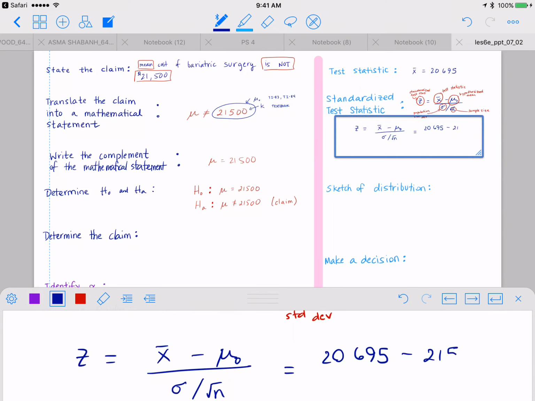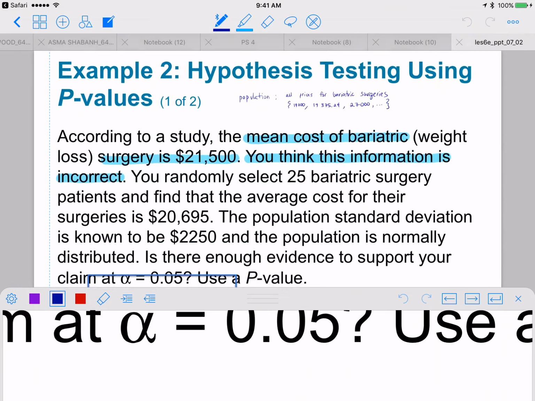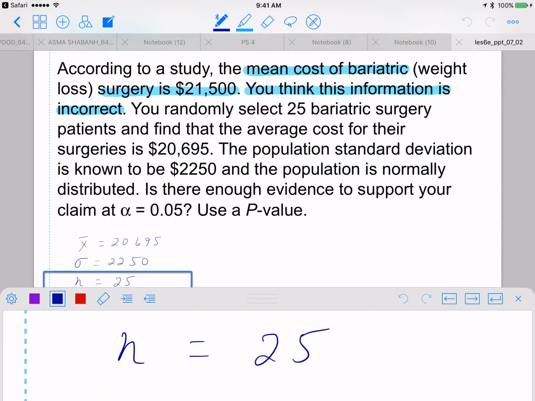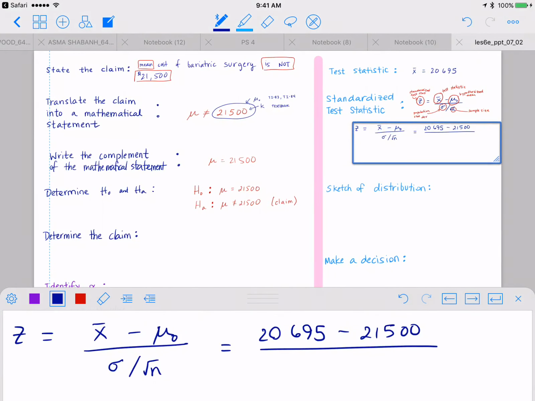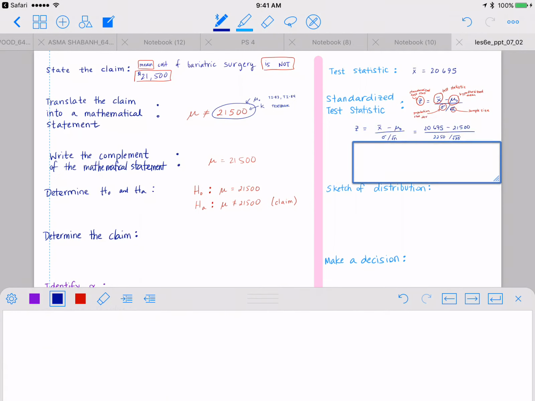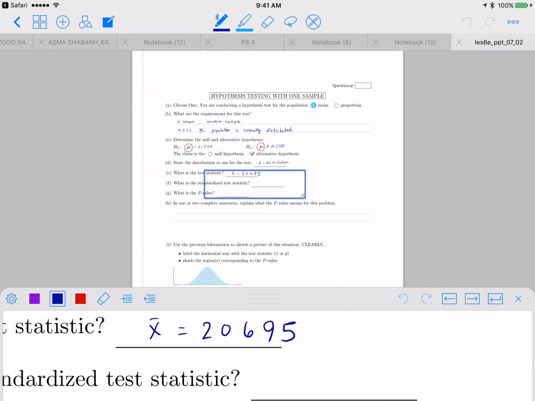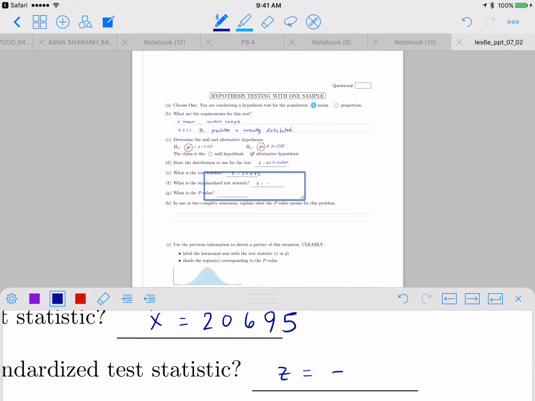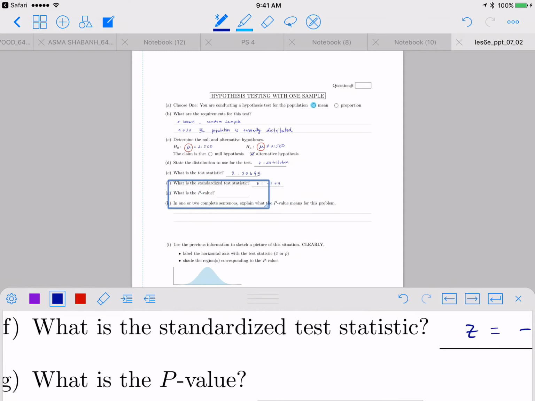So we have minus 21,500 divided by, what is our sigma? We need to go back here. Sigma we said is 2250, and n is going to be 25. So we'll have 2250 divided by the square root of 25. Okay, and when we do that, I believe we should get negative 1.79. So approximately negative 1.79. This is our standardized test statistic. So we'll put here z equals negative 1.79.